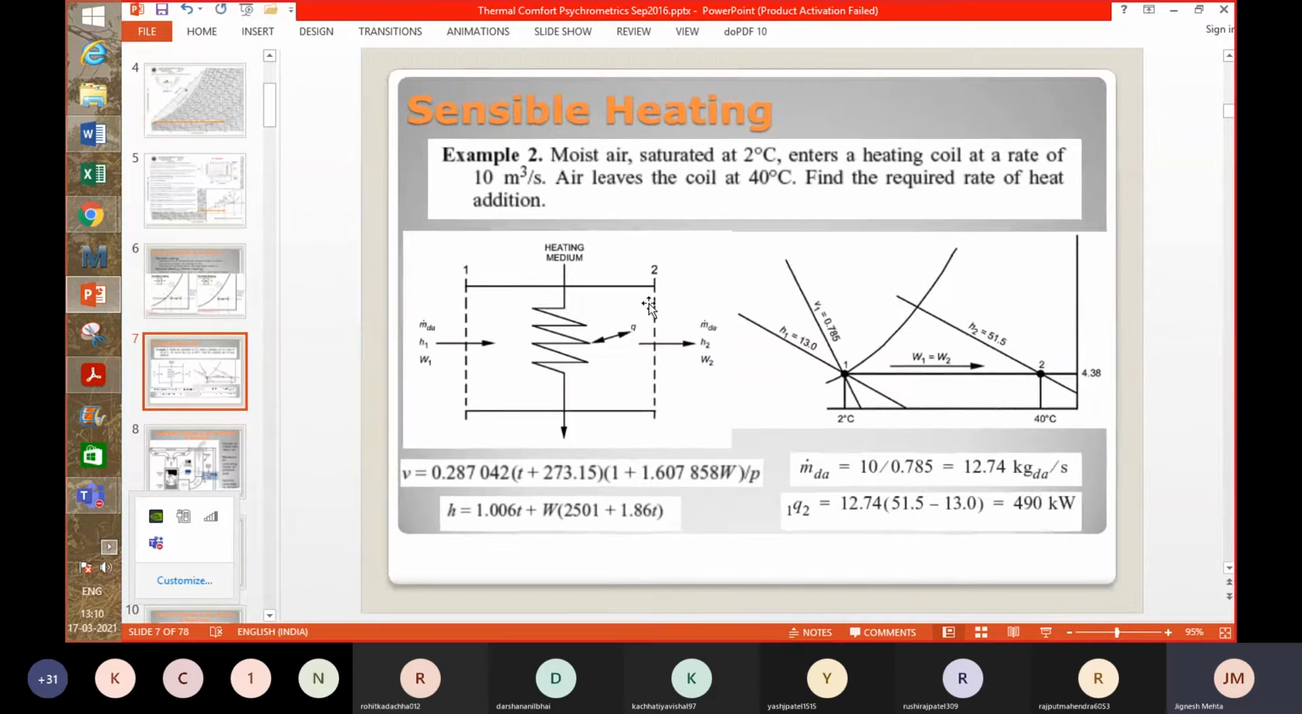Okay. So the first thing is, let's find out the mass flow rate of dry air. The volume flow rate of moist air is given. The mass flow rate of dry air is to be found, as you can see in this calculation here. So it's nothing but the volume flow rate of moist air divided by specific volume. And for specific volume, the unit that we use is meter cube per kilogram of dry air.